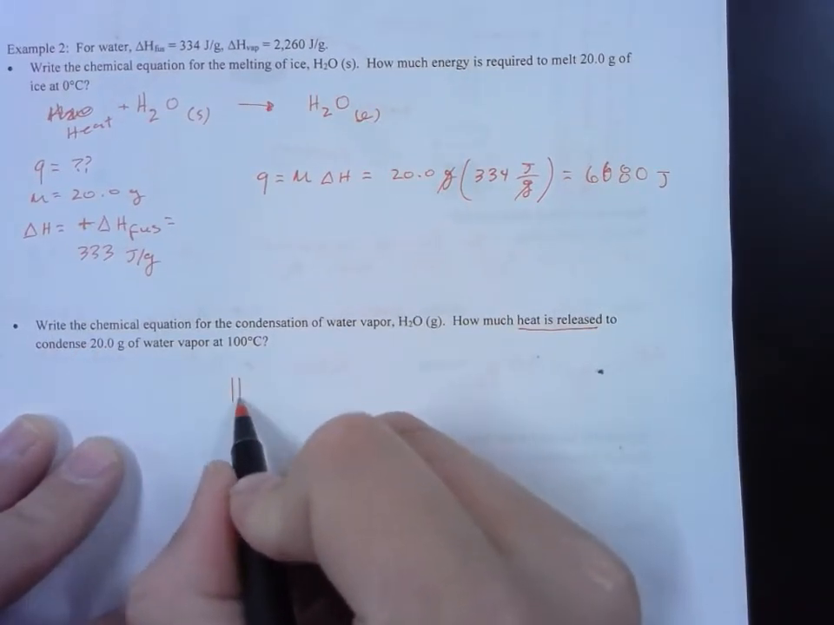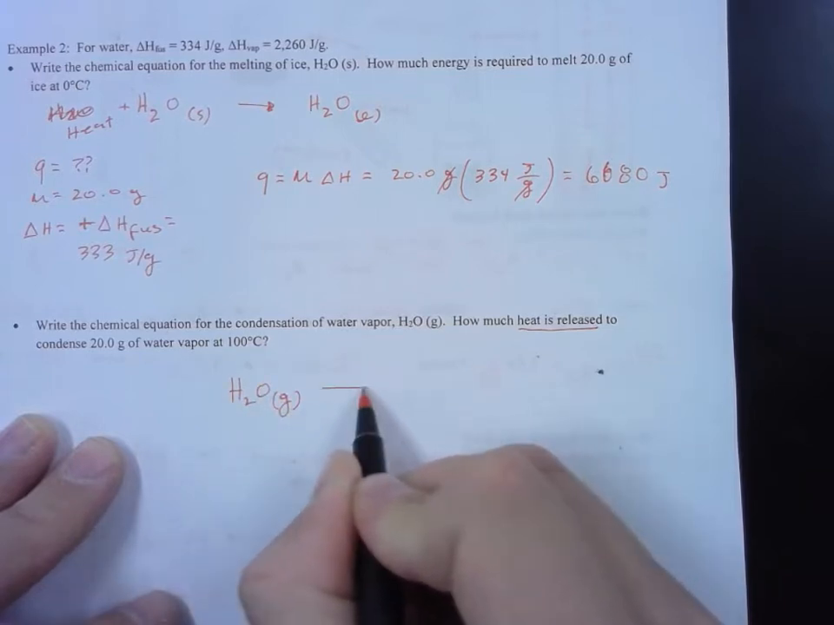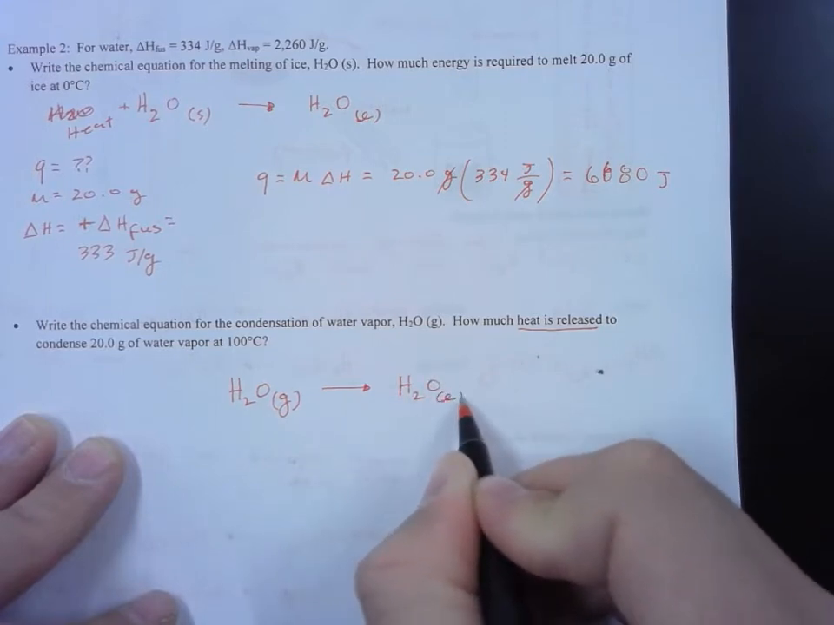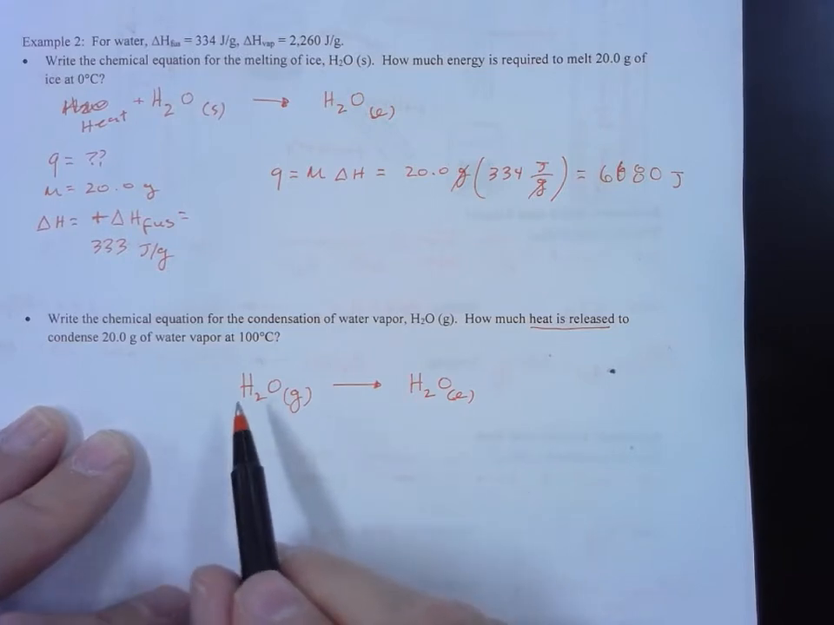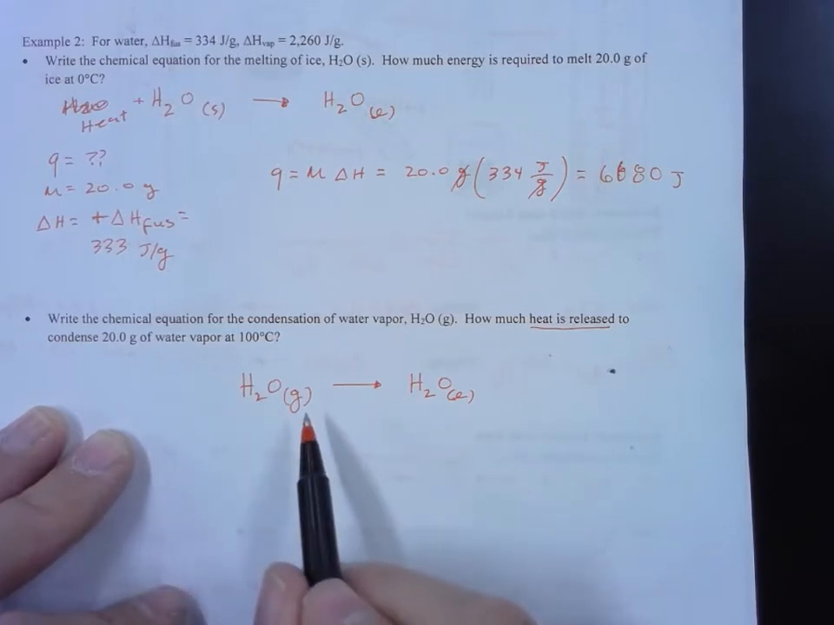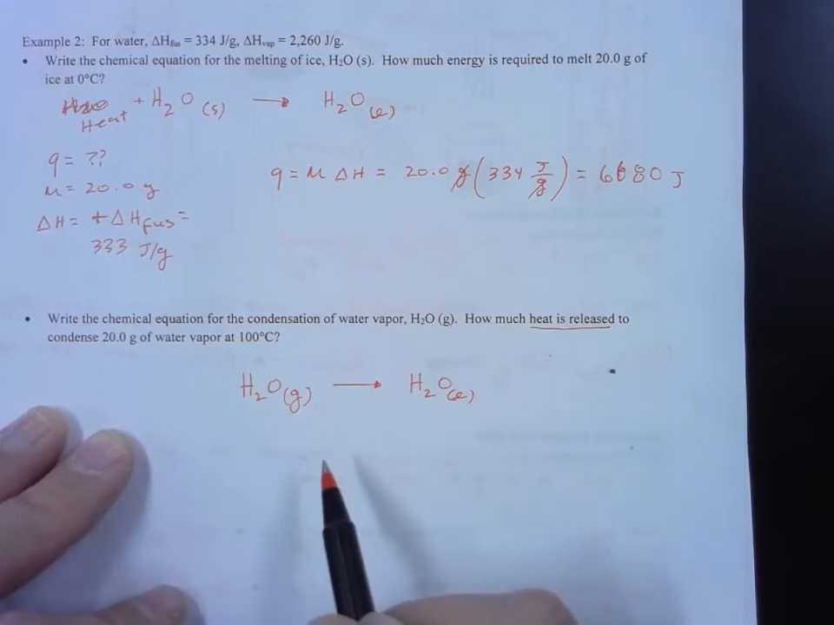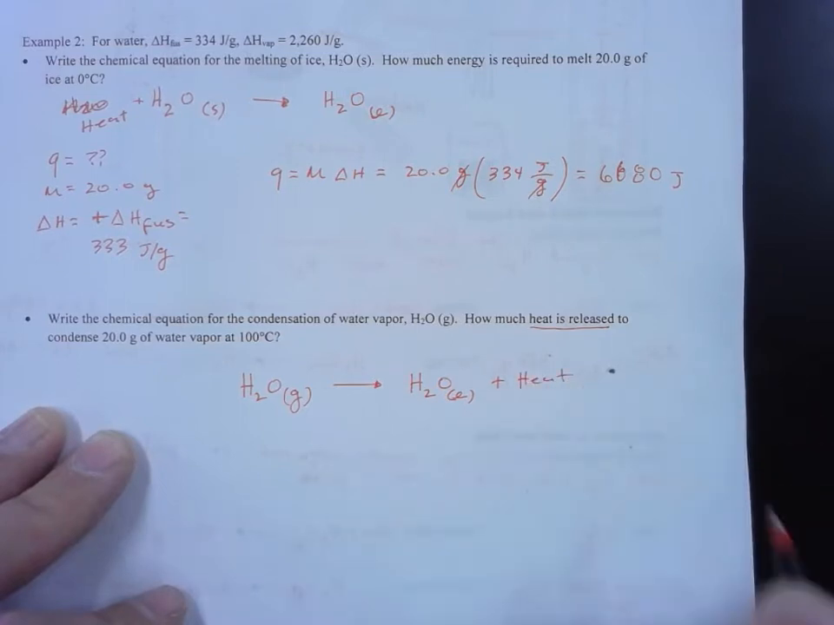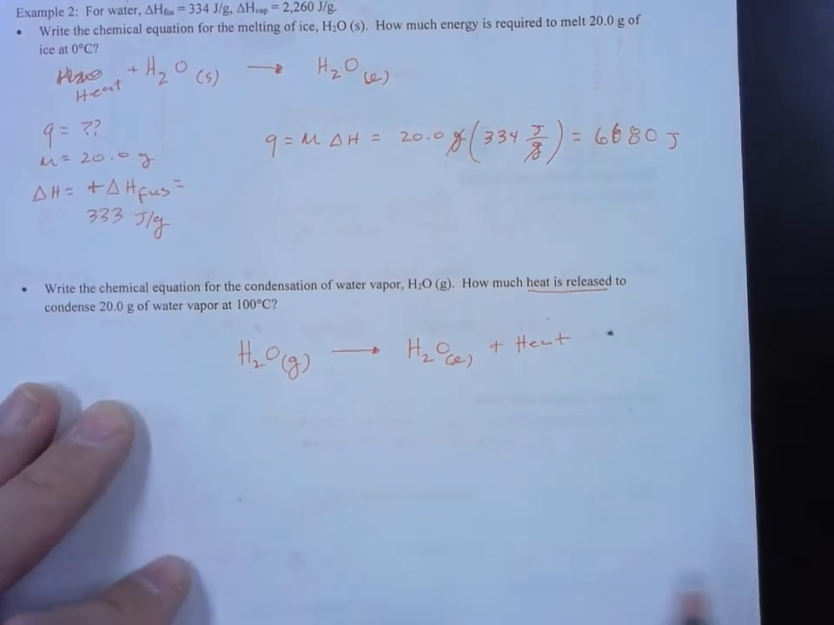Write a chemical equation for the condensation of water vapor. So we're going from H2O gas, condensation, to H2O liquid. Now the next question you ask yourself: where do I put heat? If I put heat on this side, I'm just heating up gas, so that doesn't make any sense. If I'm adding heat to gas, it's still going to be gas. So my heat is definitely going to be over here. That's going to be your equation. That's going to be exothermic, although they didn't ask that.